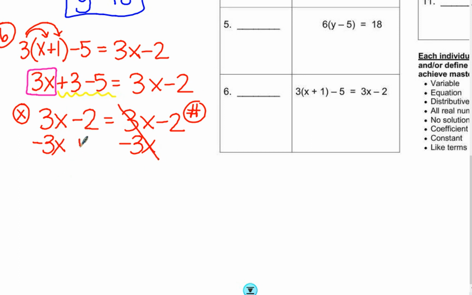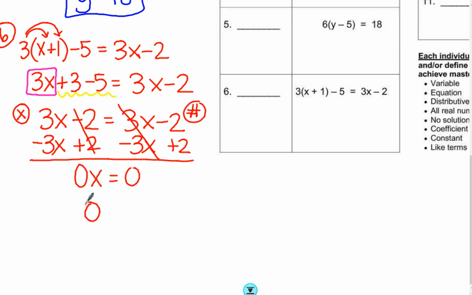All right, and then right here I'm going to add these two to the other side so those go away. Now I'm left with 0x is equal to 0. Okay, well 0x is the same as just 0, right? Because no matter what I plug in there for x, let's say x is 10, 0 times 10 is still 0. So we usually just write it as 0. And then when you ask yourself, does 0 equal 0? Is this a true statement? And the answer is yes, that is a true statement.